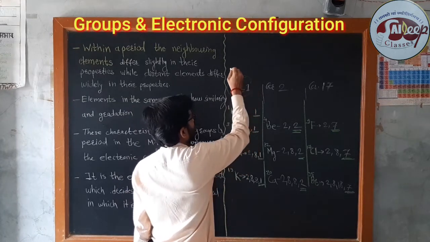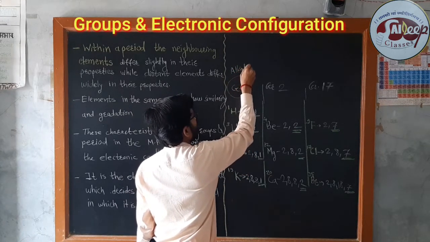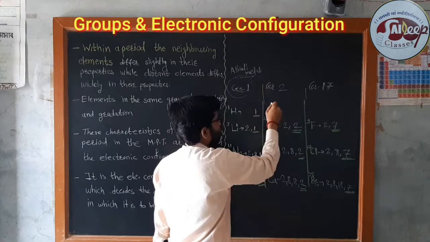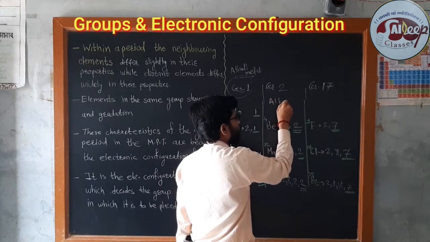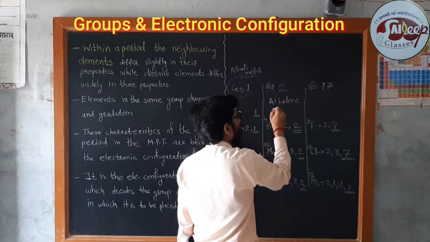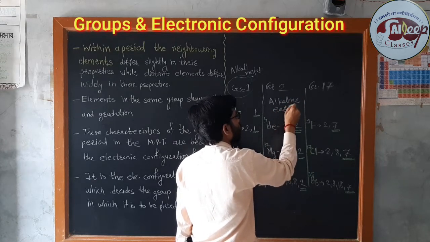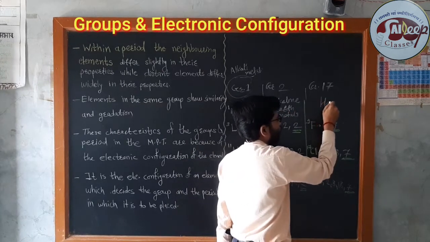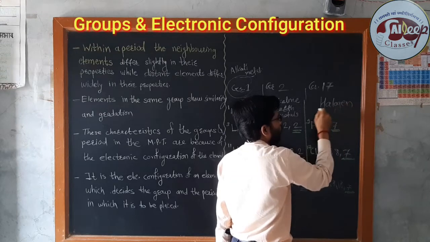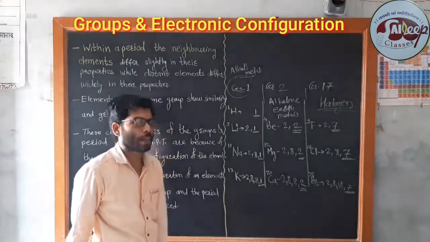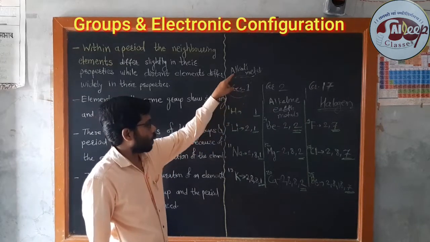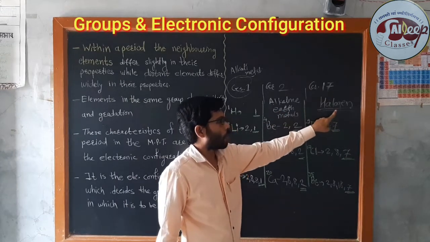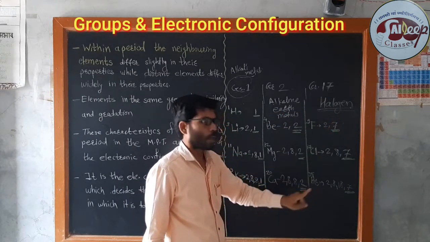Group first is alkali metals. Group second is alkaline earth metals. And group 17 is the halogen family. Group first alkali metals, group second alkaline earth metals, and group 17 halogen family: fluorine, chlorine, bromine.